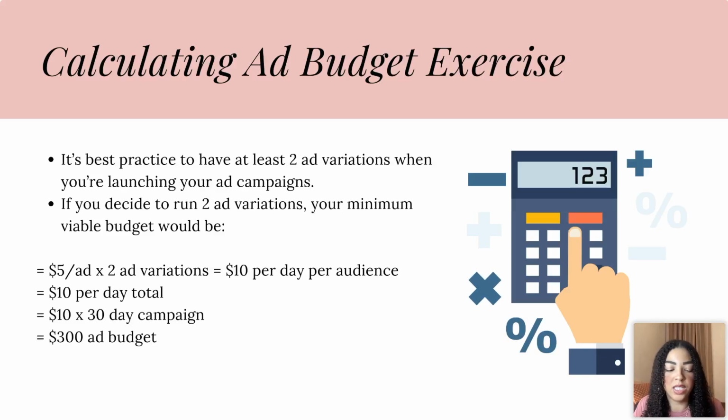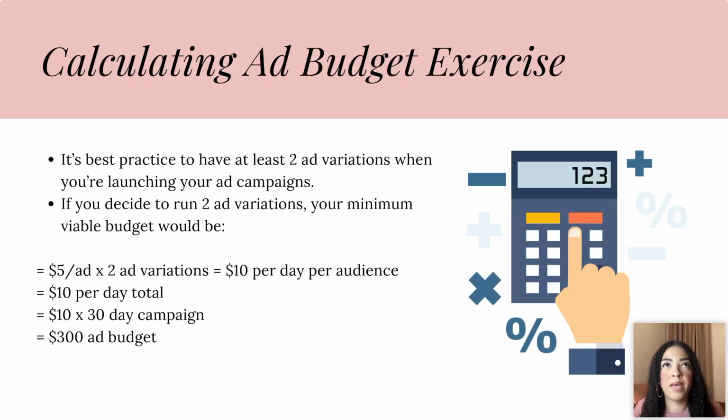Let me pull out my calculator. I've calculated this so many times, but because we're on live here, let me do the math real quick. So $5 times 2 ads, times 30 days, is $300. So $5 per ad per day at a minimum.